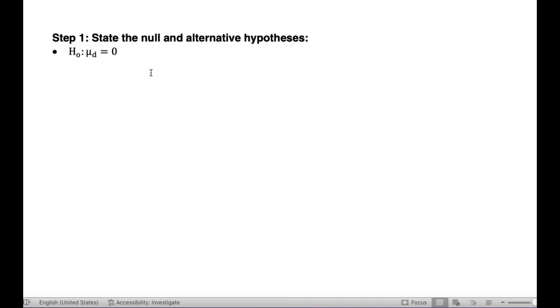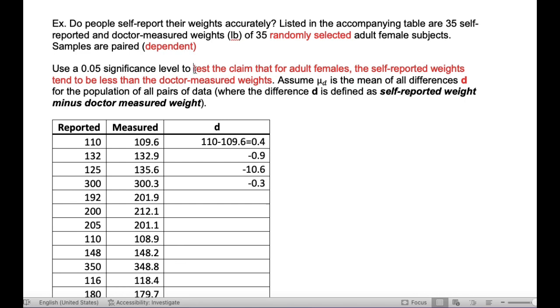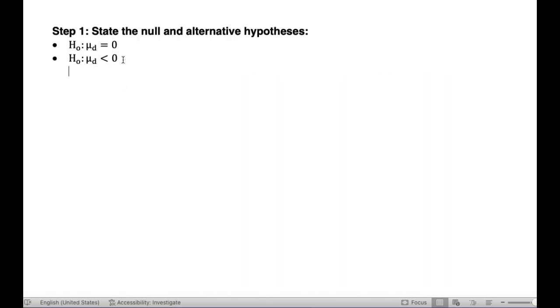In order to determine the alternative hypothesis, I'm just going to take another look at the claim. So remember the claim was that for adult females, the self-reported weights tend to be less than the doctor-measured weights. And remember that the difference d was self-reported minus measured. So if self-reported is less than measured, the correct alternative hypothesis is that mu sub d is less than 0.